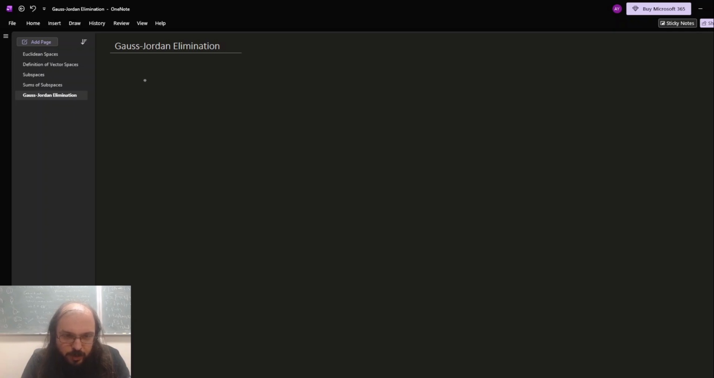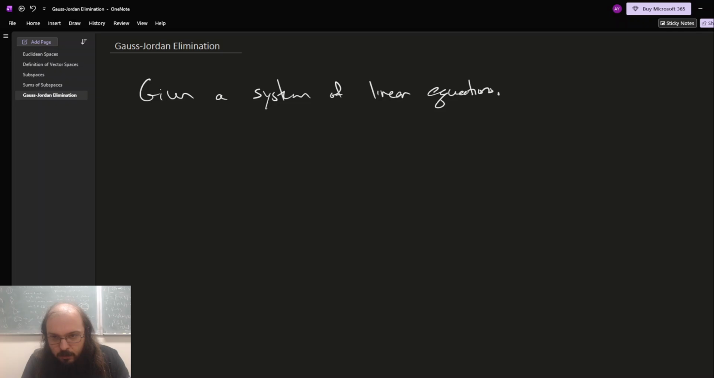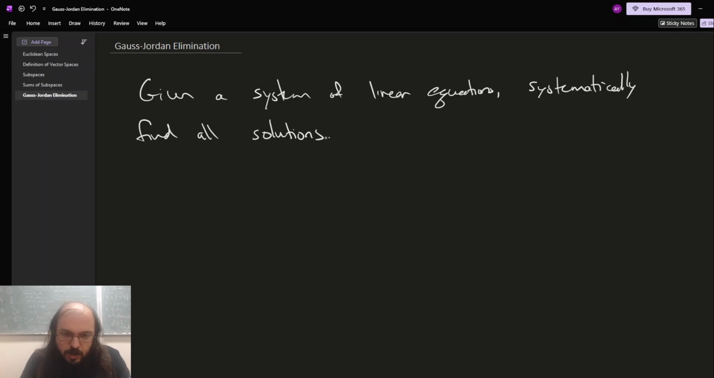So, what are we trying to do here? We're trying to say, given a system of linear equations, we want to systematically find all solutions. Now, it could be that there aren't any solutions. It could be that there are infinitely many solutions. So we want to do this in a way that is as robust as possible. And so I want to illustrate this algorithm with an example so that we can have a jumping off point.